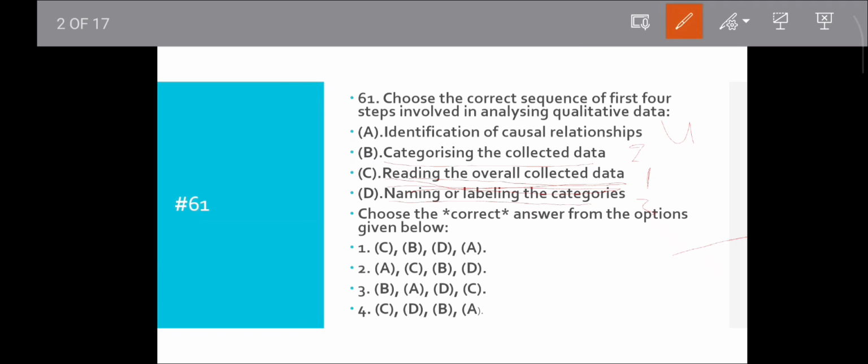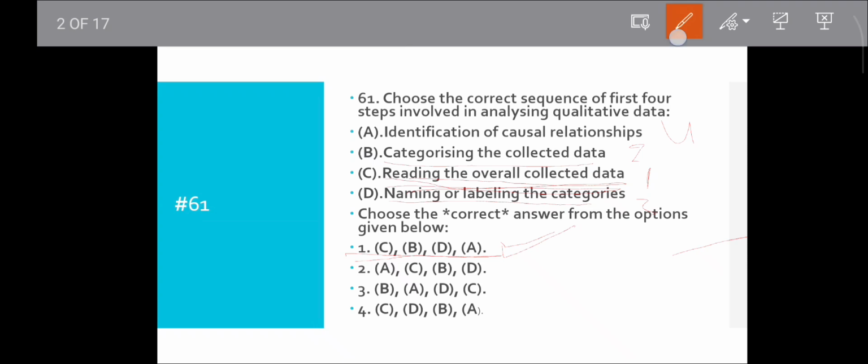First, reading the overall collected data. It means the researcher first reads all the data so that it is understood. Then second will be categorizing the collected data. It means data is grouped into meaningful units. Naming or labeling the categories means categories are given proper labels. Then identification of causal relationships. Finally, relationships and patterns are identified. So C, B, D, A. Option A will be the correct answer.